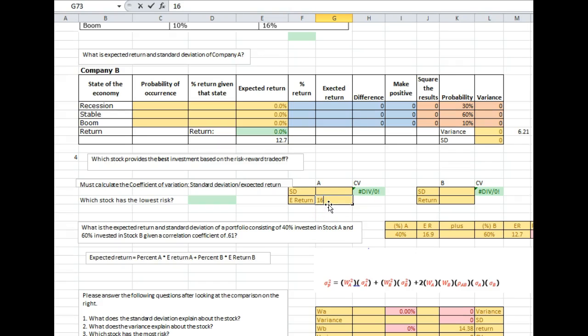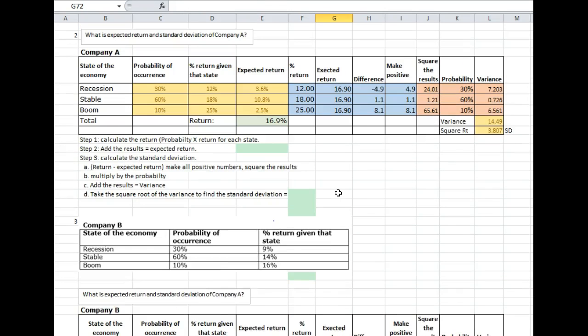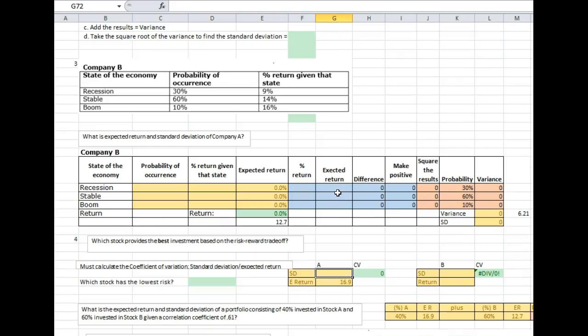The expected return is 6.9, and the standard deviation is 3.807. That will give you the CV, as I call it. You're going to do the same thing with this one. Whichever one is lowest is going to have the lowest risk.